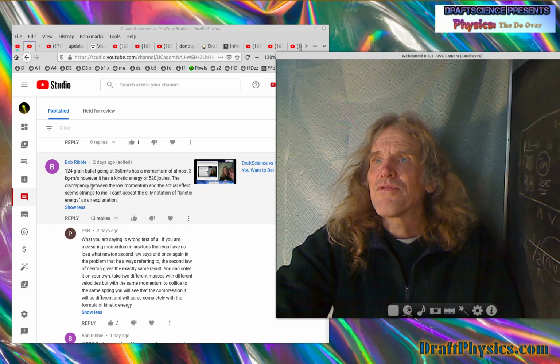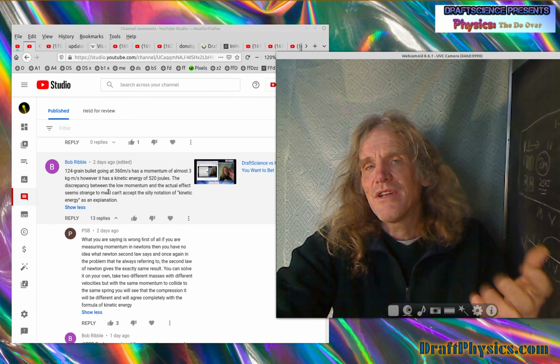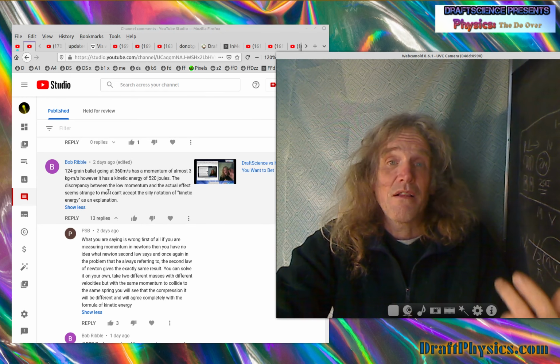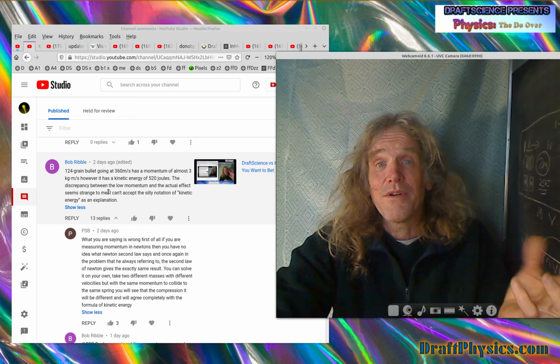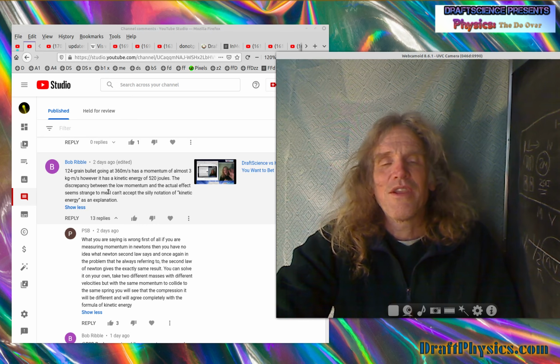All right. The discrepancy between the low momentum and the actual effect seems strange to me. Well, the actual effect is the part where you shouldn't even be paying attention. Because the actual effect has to do with whether it's a hollow point bullet, or whether it's Teflon coated, or whether it's made out of steel. Lots of things will change the effect of the bullet.